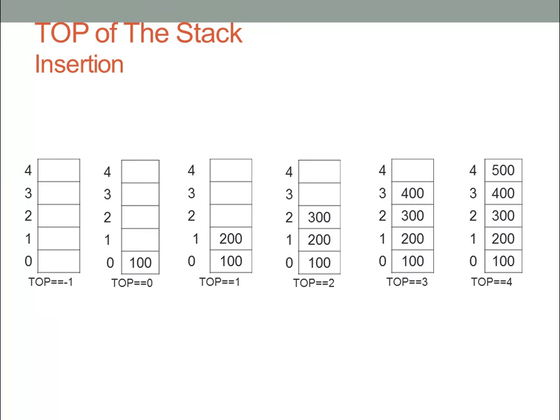Then you have inserted 100, and then your top is equal to 0. Then you have inserted 200, then your top is equal to 1. Then you have inserted 300, top is equal to 2. 400, top is equal to 3. You have inserted 500, top is equal to 4. So remember one thing, whenever the stack is empty, at that time top is equal to -1, and whenever you are inserting an element, your top position gets incremented.